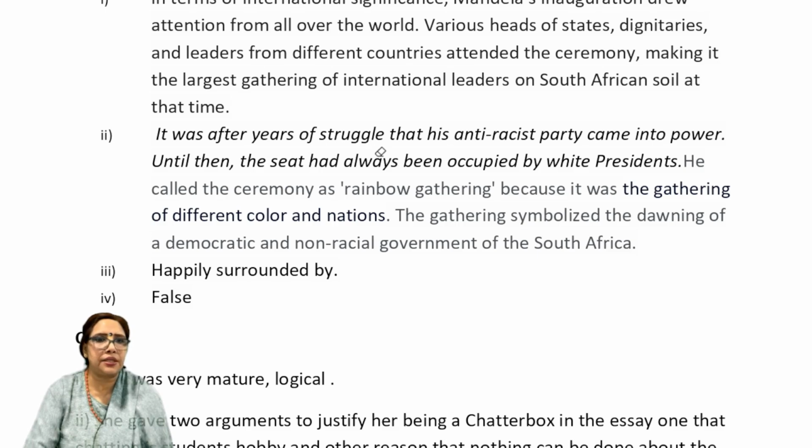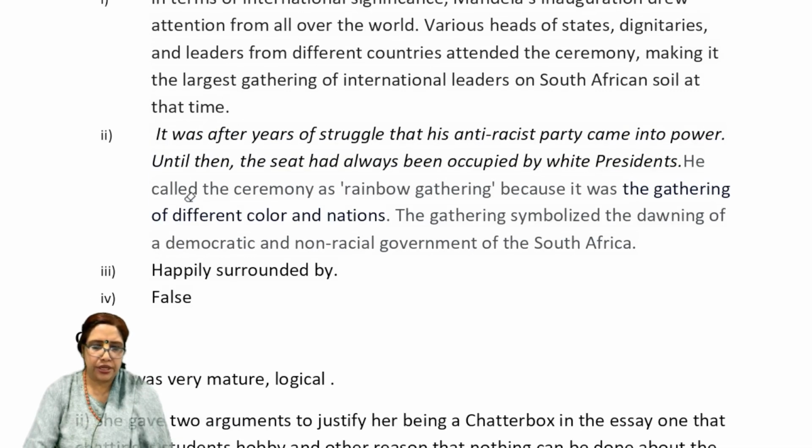It was after years of struggle that an anti-racist party came into power. Until then, the seat had always been occupied by white presidents, and that is why the expression white seat, fine. And then he called the ceremony a rainbow gathering because it was a gathering of different colors and nations, and the gathering symbolized the dawning of democratic and non-racial government of South Africa, fine.